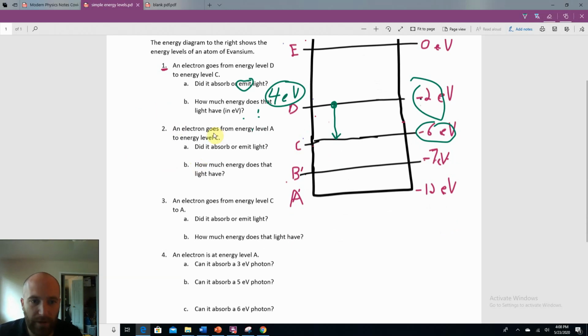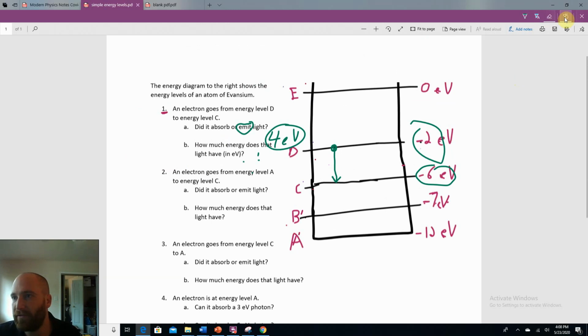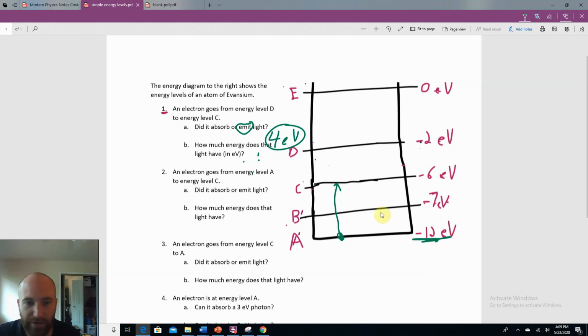All right, number 2. An electron goes from energy level A to energy level C. All right, we can figure this one out. We're going to start at energy level A, which is all the way down here, all the way on the bottom, and it goes up to energy level C, which is here. So the energy that we used to have was -12, and then we went to -6. Okay, did it absorb or emit light? Well, it looks like we went up the chart, correct? And going up means we must have absorbed light. We gained energy.